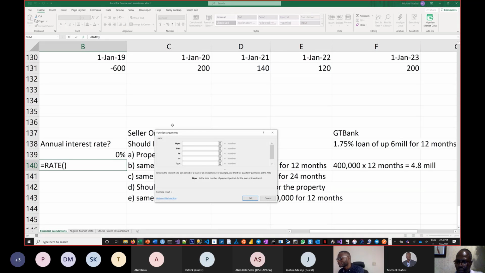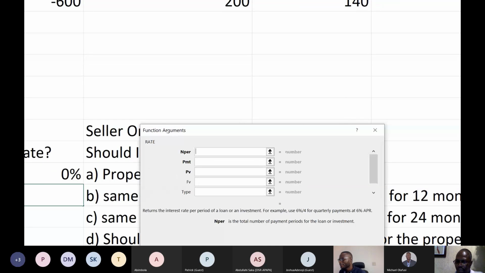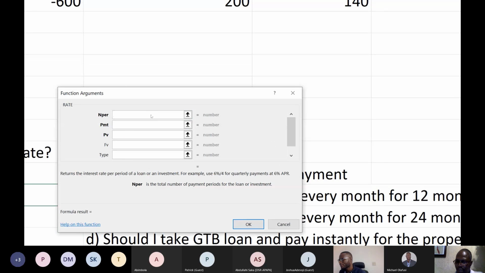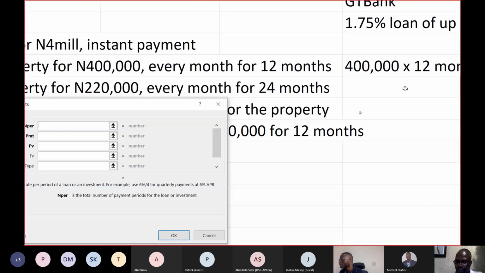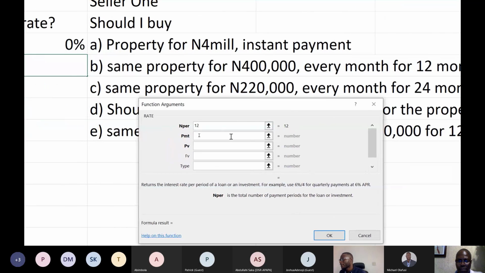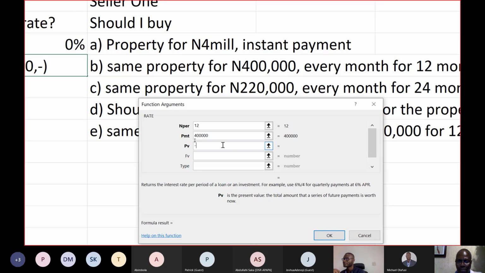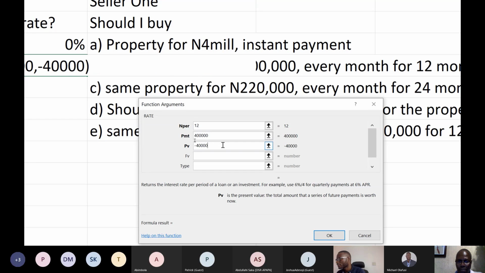So I am calculating the rate now. Because of the way it is, I'm going to have to type most of this from the question I've written. What's the number of periods? Since I'm paying this over 12 months, 12 months is my period. Then how much am I paying? I am paying 400,000 naira every month. And then the value of the property, assuming I'm paying a down payment right now, how much is the property selling for? 4 million. And remember, if you want your answer to come in positive, then this one will be negative. I mentioned it before. So 4 million, 1, 2, 3, 4, 5, 6.